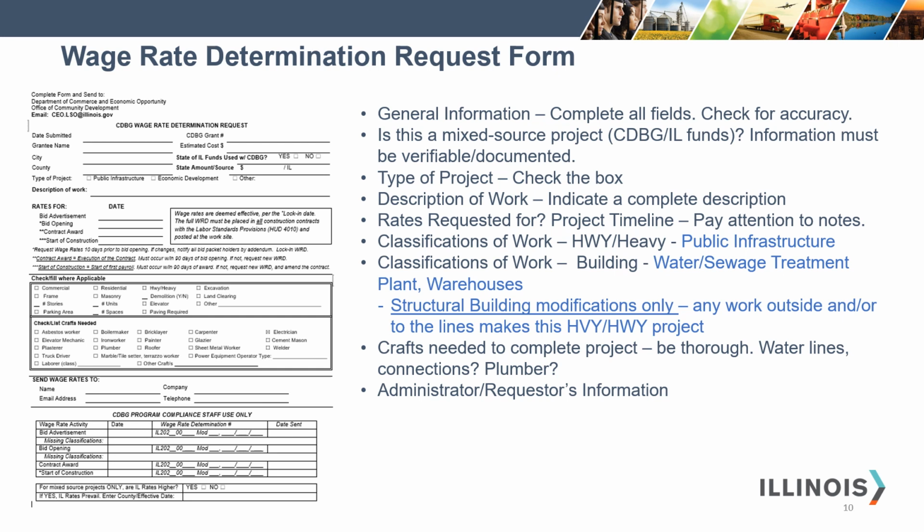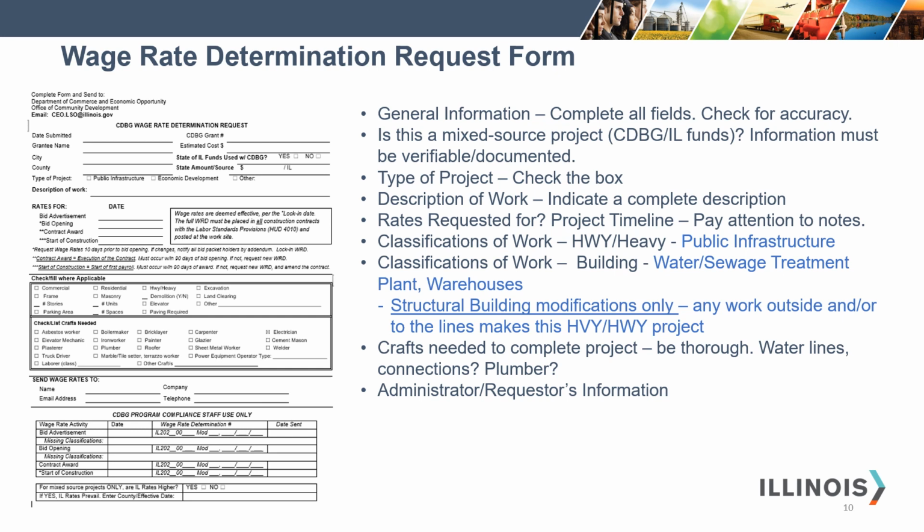Please don't include a nickname for the project. The estimated cost, the location, that's why city is listed, the county of the project for the wage rate determination, the estimated State of Illinois funds used with CDBG. This is for the mixed source information. The amount of that funding and which department the funding is coming from. And the type of project. Please check the appropriate box. Please indicate a complete description of work.